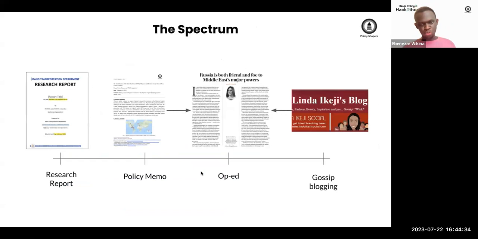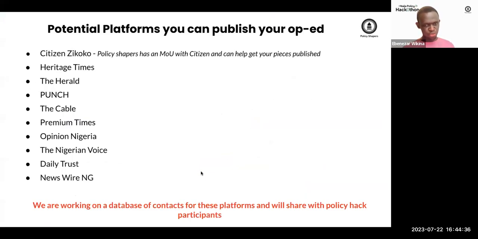And again, something we forgot to mention, for those who apply for the hackathon, we're putting together a database of all of these platforms with their emails to the editors. Charles will also contribute to that. For those who apply for the hackathon, we'll be sharing that with you too, so that once you're done, you'll be able to use these contacts to share your policy brief.